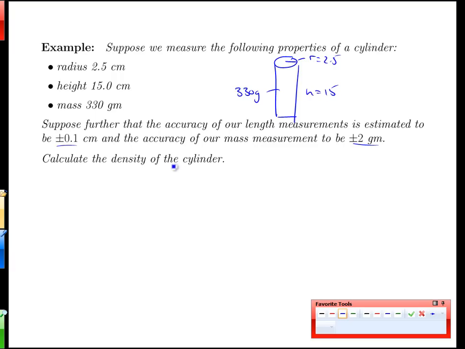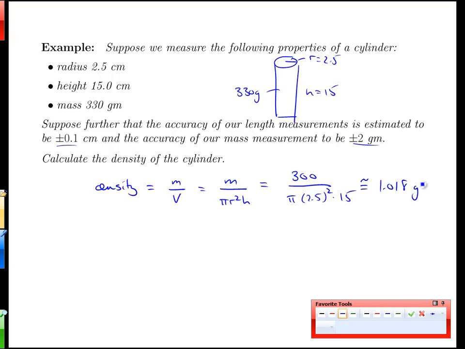Let's start off by calculating what we would do in a traditional problem. We've been given these three pieces of information and we calculate the density, say. Well, the density, of course, is mass over volume, and that's mass over pi r squared h, which is the volume of a cylinder. We've got 300 grams divided by pi times r squared times h, and we get approximately 1.018 grams per cubic centimeter. So that's something actually very close to water, in fact. Water is 1 gram per cubic centimeter.